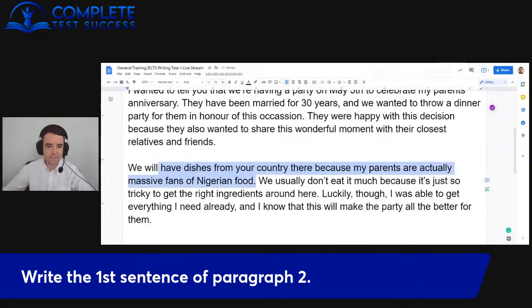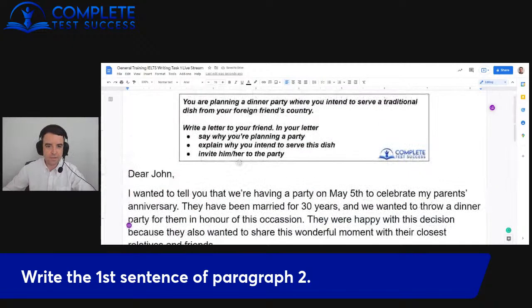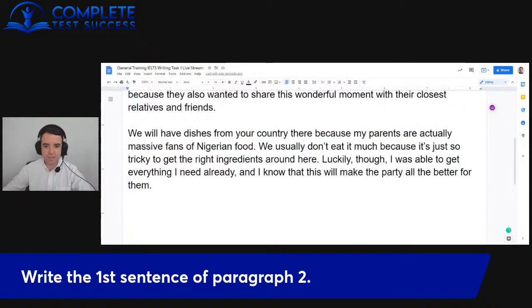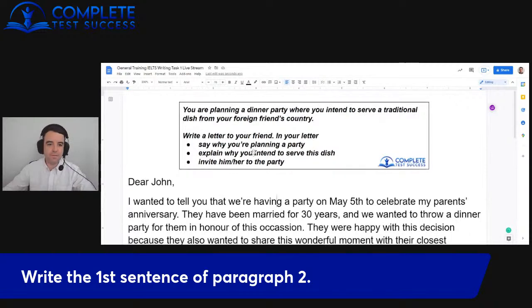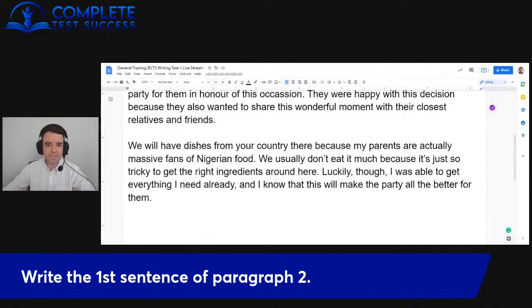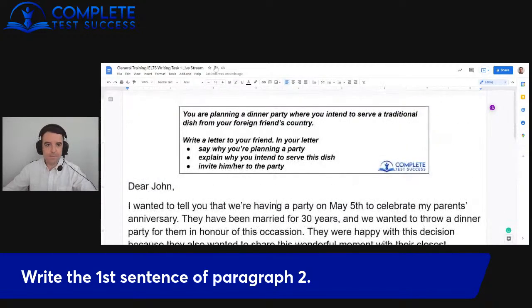Again, the first sentence, you say, explain why you intend to serve the dish. So I intend to serve the dish because my parents love this cuisine, and then just continue talking about that in some regard. From there, then we're going to invite him or her to the party. So obviously this is where you're going to say, it would be wonderful if you could come to the party to celebrate with us. And then you extend that.